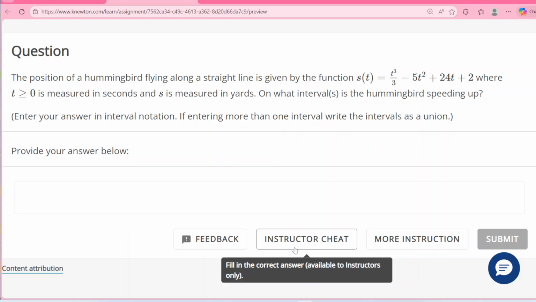I hope it's understandable that you will not have the instructor cheat button. This is for instructors only, for demonstration purposes to fill in answers. I'm not going to be using that today.